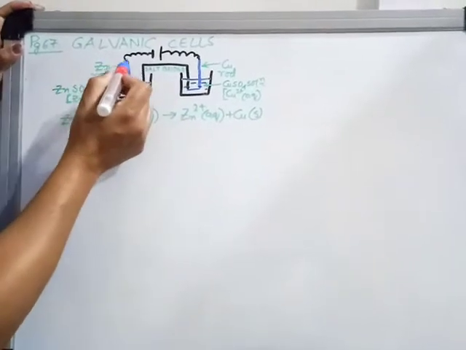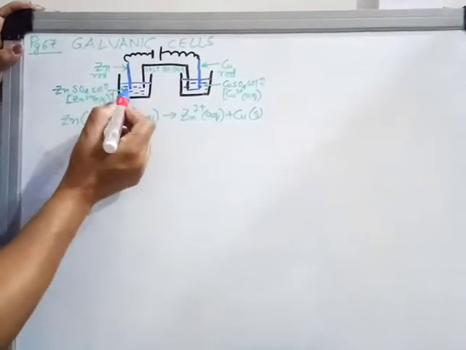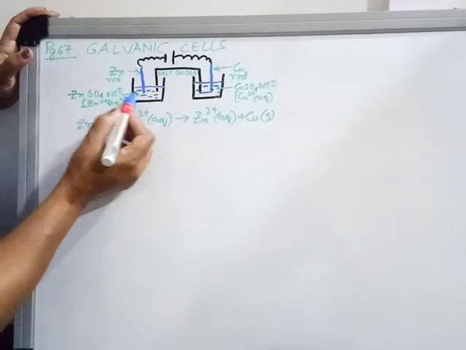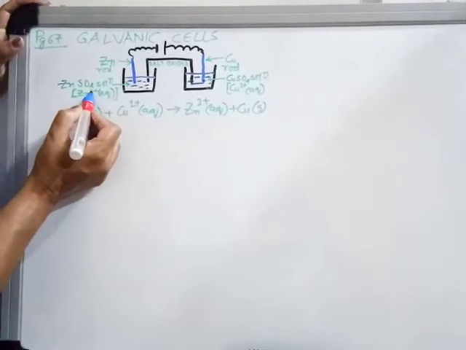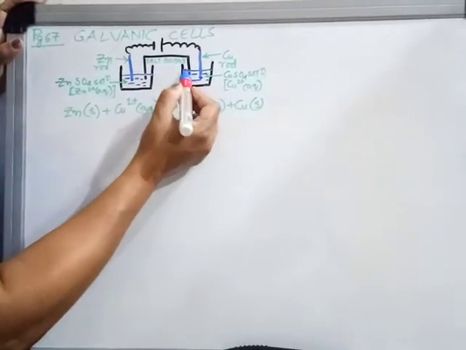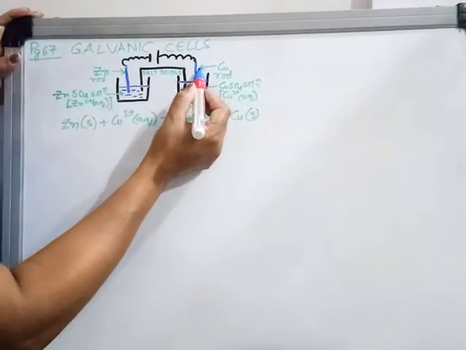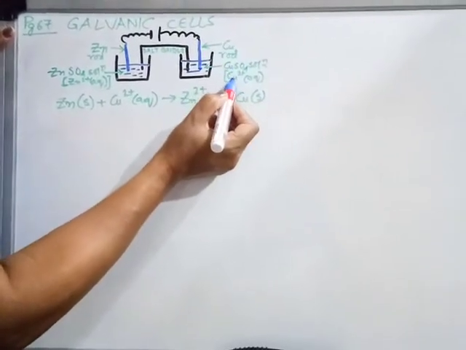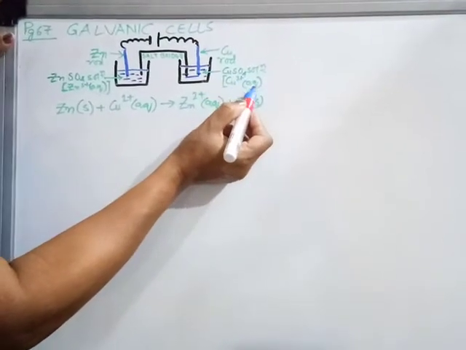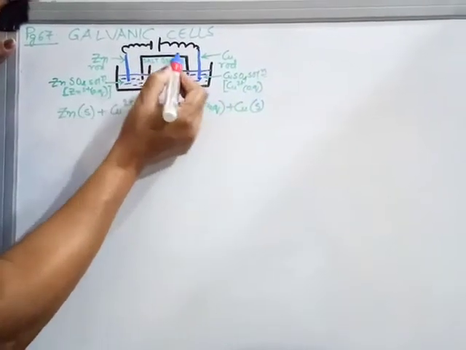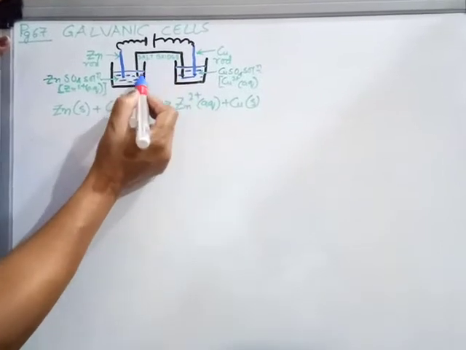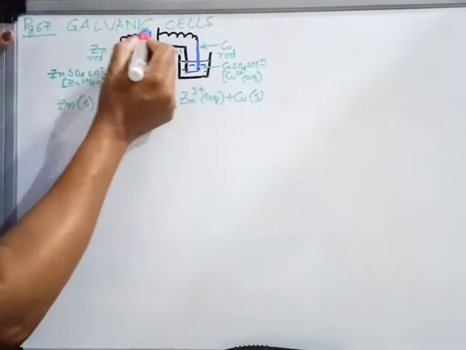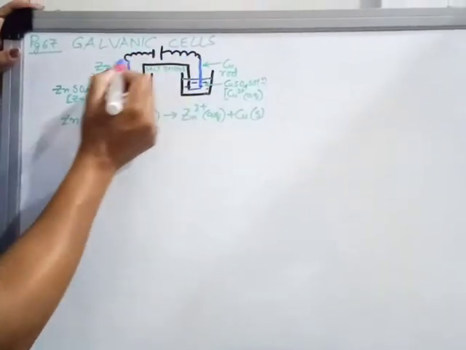You can see a zinc rod dipped in zinc sulfate solution, and this zinc sulfate solution we will always refer to as Zn2+ aqueous. Then in the other container we have a copper rod dipped in copper sulfate solution, and copper sulfate we will always write as Cu2+ aqueous. We have, as usual, the salt bridge connecting the two solutions, and these rods are connected to the battery.